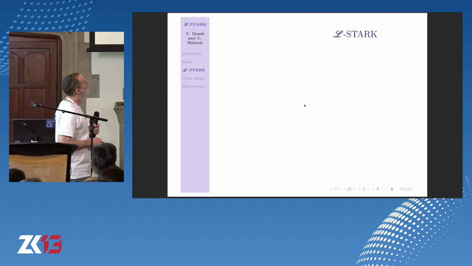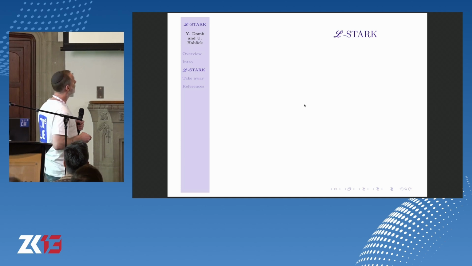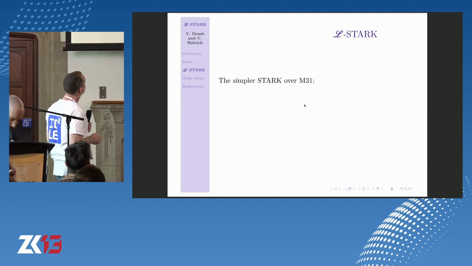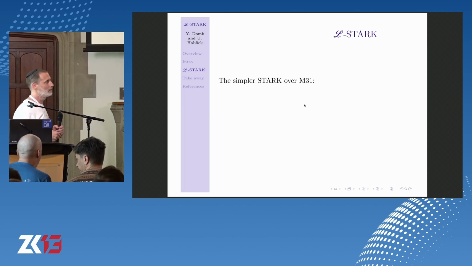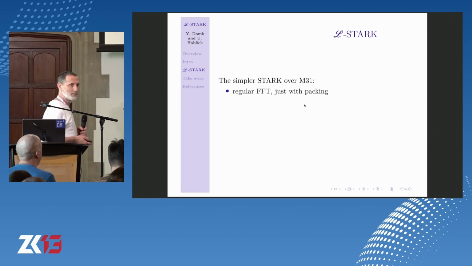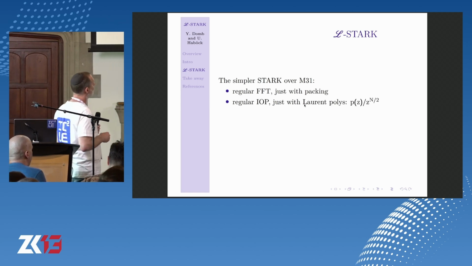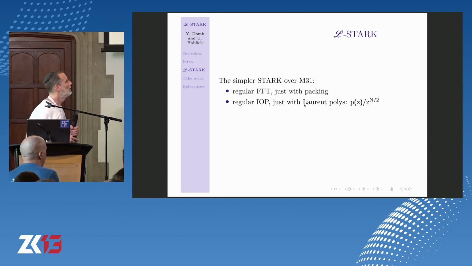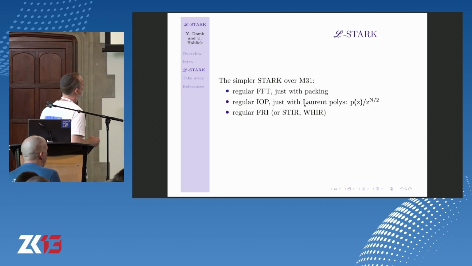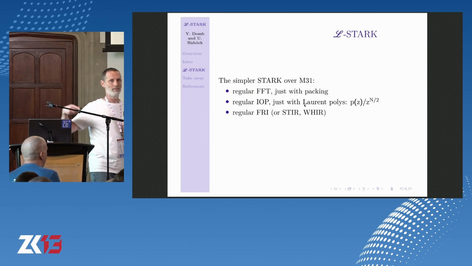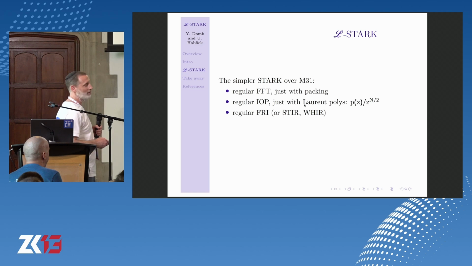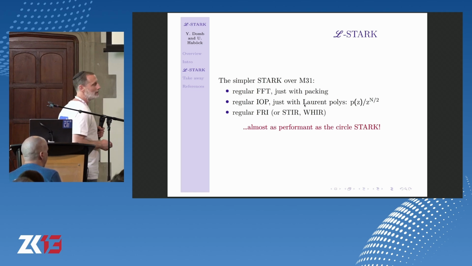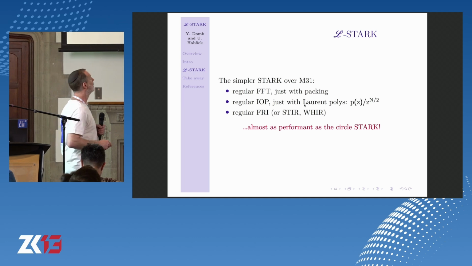Okay, so quickly I'll show you what the Laurent STARKs are. I'll try and tell a story a bit of how I got to it. They're actually a simpler STARK over M31. They've got the regular FFT. The IOP is nearly the same, as you will see, just with these new Laurent polynomials, and then FRI and all, new types of FRI, STIR, and WHIR, are very, very similar to what you're already used to, and it's nearly as performant. We will see that as well.